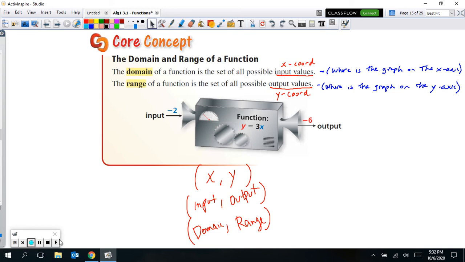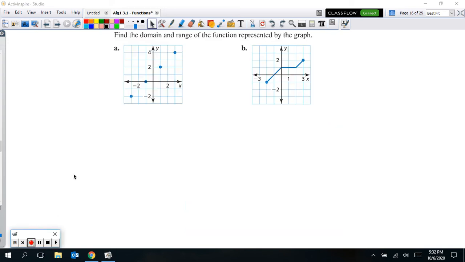Let's go ahead and try a couple now. Alright, here's two that you don't need to write down. Just go ahead and watch this to get the idea. It says find the domain and the range of the function, and notice it is graphed. So we're looking at graphs here. That's why I say you want to ask yourself the question, where is it on the x-axis, where is it on the y-axis? So basically, where is the graph here on the x-axis?